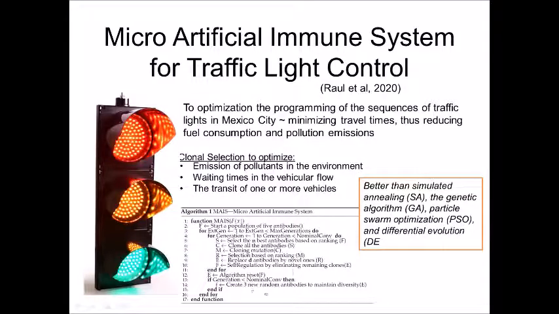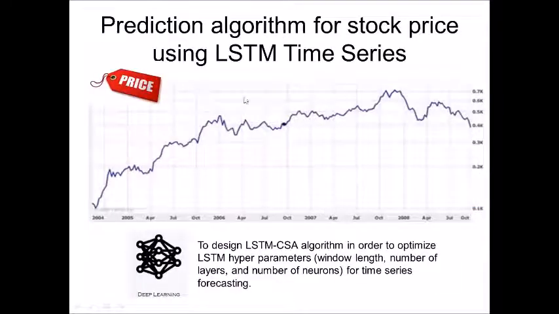So they modified the clonal selection algorithm, the original, and then they want to find the best parameter to represent it. They compared it with other optimization algorithms, and the result is that it performs better than the simulated annealing algorithm, and also PSO and differential evolution. So this is also another current research. This is our PhD student's work.